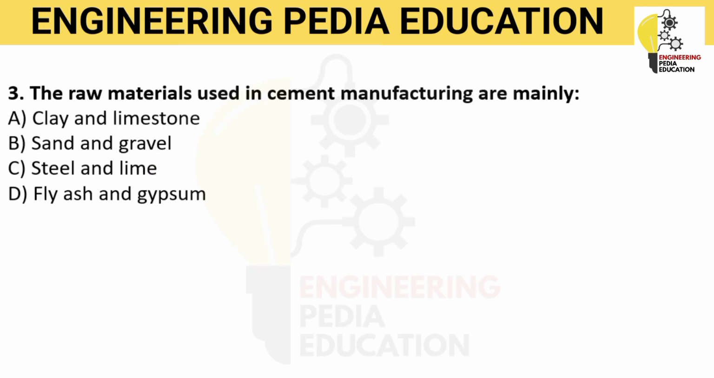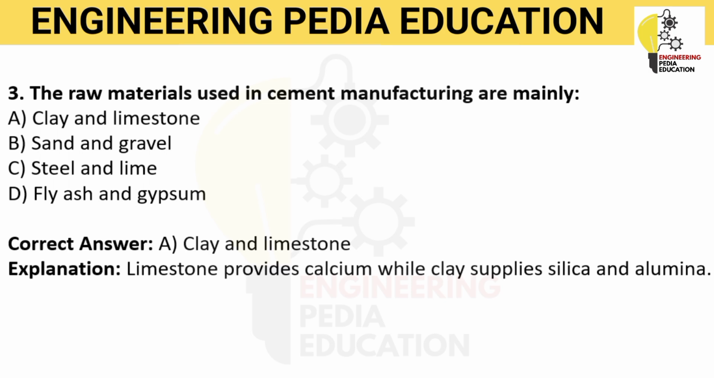The raw materials used in cement manufacturing are mainly: clay, limestone; sand and gravel; steel and lime; fly ash and gypsum. So the correct answer is clay and limestone. Limestone provides calcium while clay supplies silica and alumina.